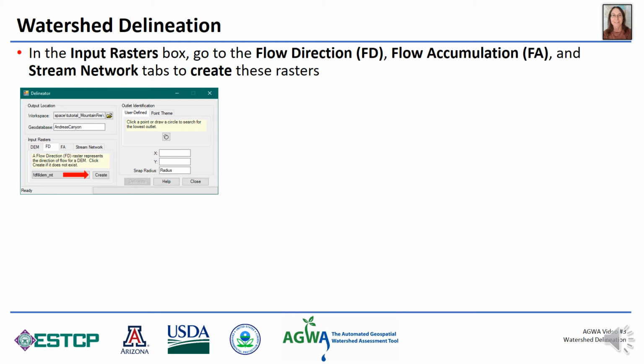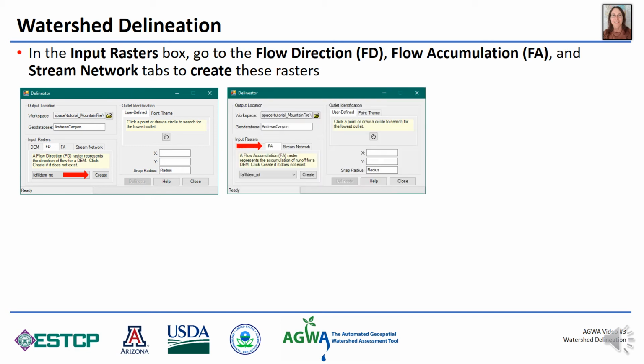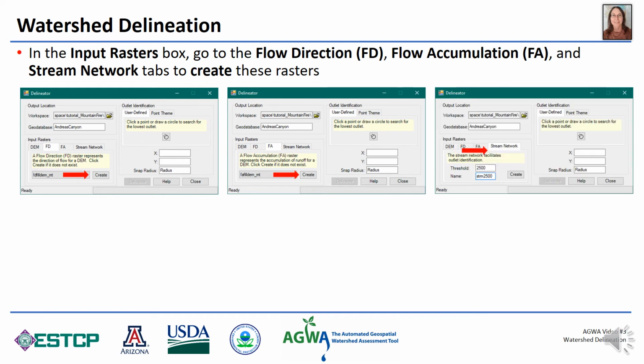In the Input Rasters box, go to the FD tab, the Flow Direction tab, and click Create. AGWA will automatically name this raster. Next, go to the FA tab, the Flow Accumulation tab, and click Create. In the Stream Network tab, enter a threshold of 2500 and name the raster STRM2500. This is the number of cells used to initiate the first order streams. Click Create.